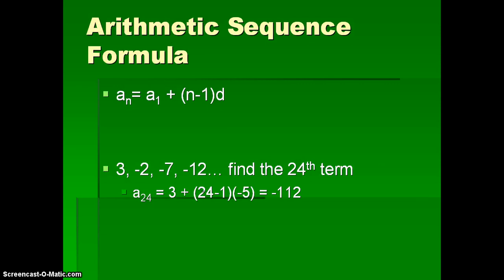Arithmetic sequence formula: A sub n equals A sub 1 plus parentheses n minus 1 parentheses times d. In the sequence 3, negative 2, negative 7, negative 12, you have to find the 24th term. To set up the formula, it would be A sub 24 equals 3 plus 24 minus 1 times negative 5. Negative 5 is d in this formula. If you work all that out, it equals negative 112.